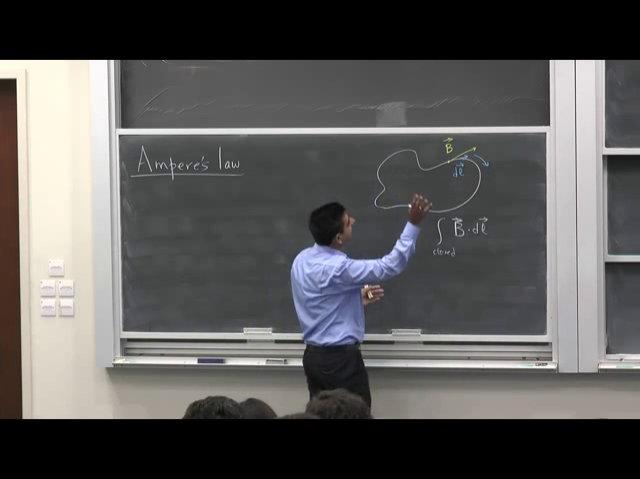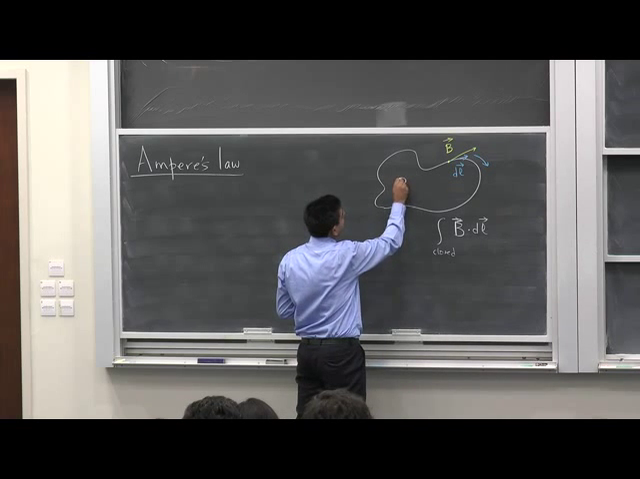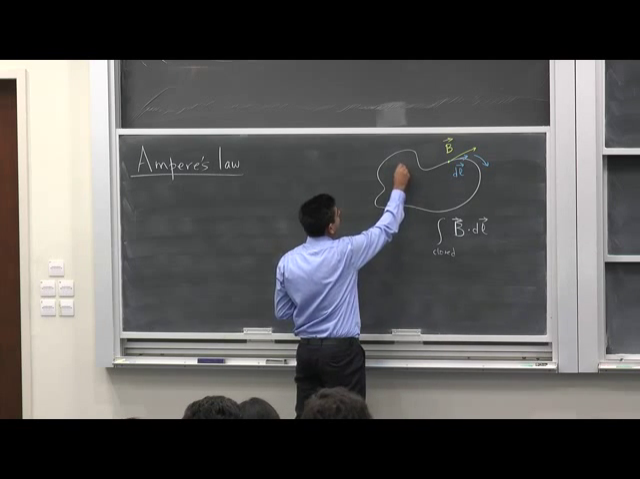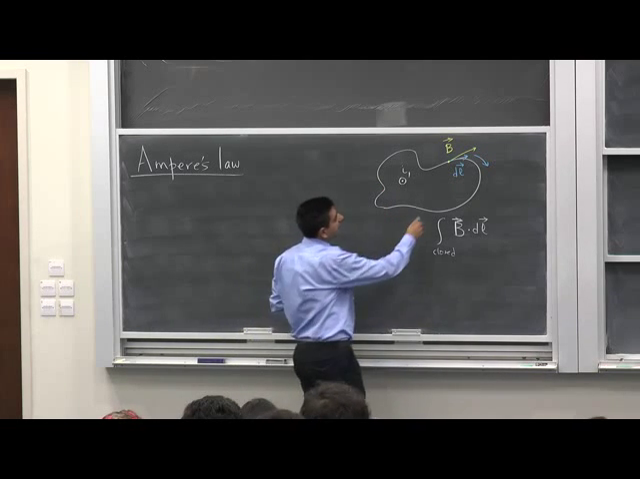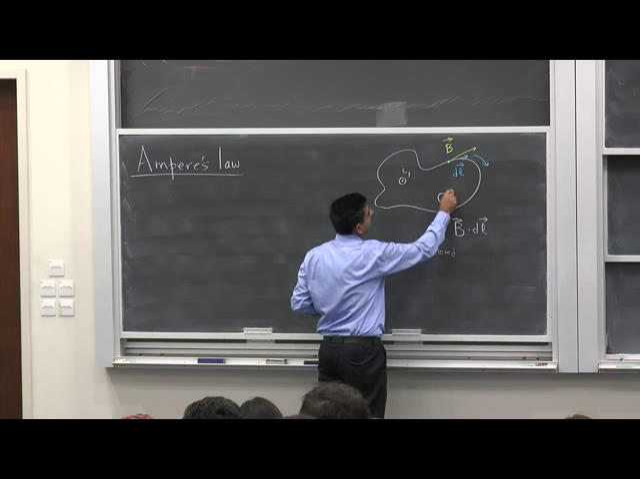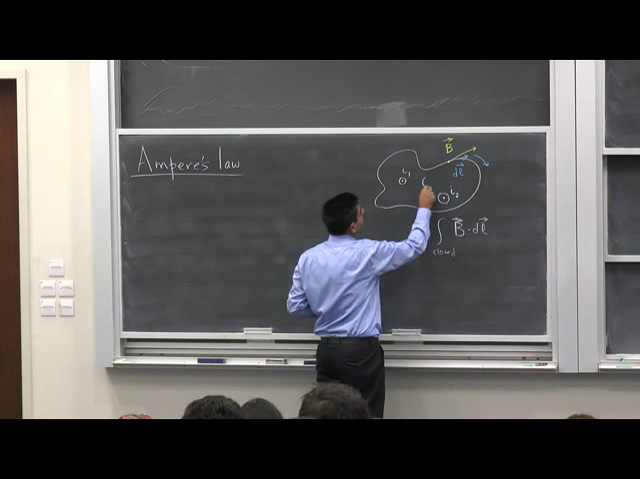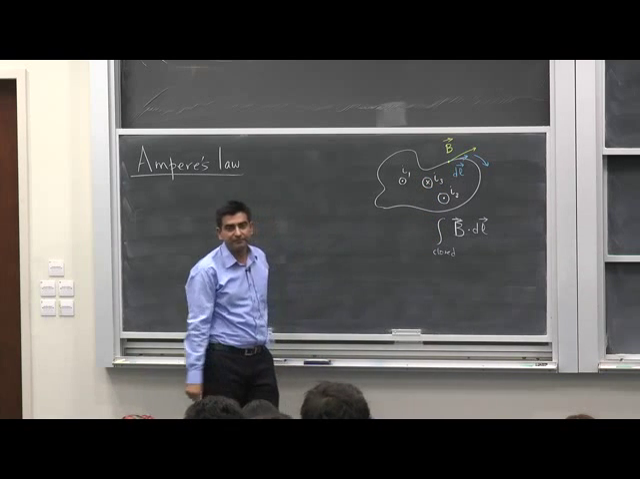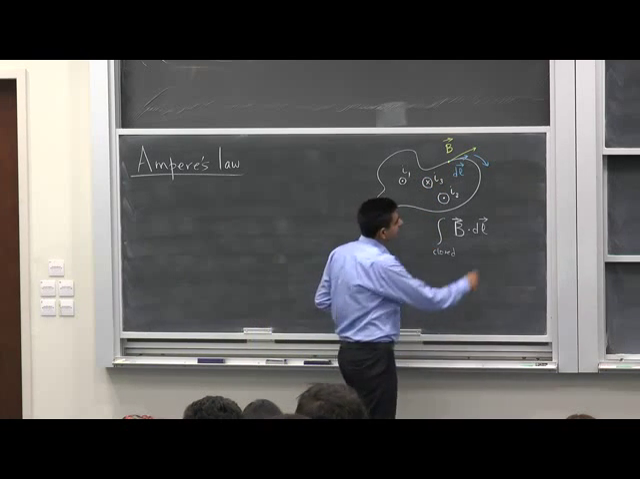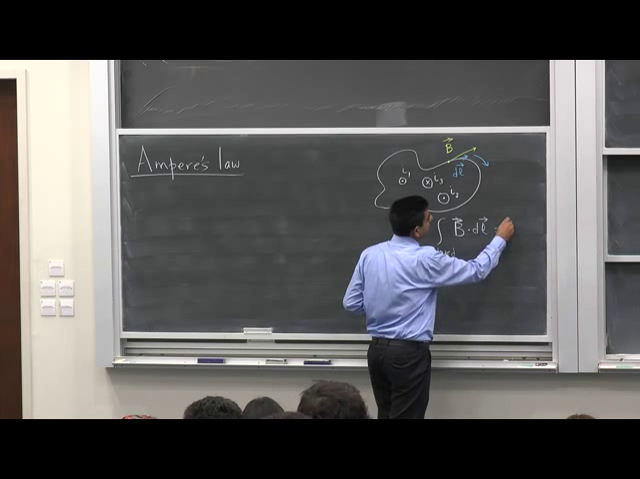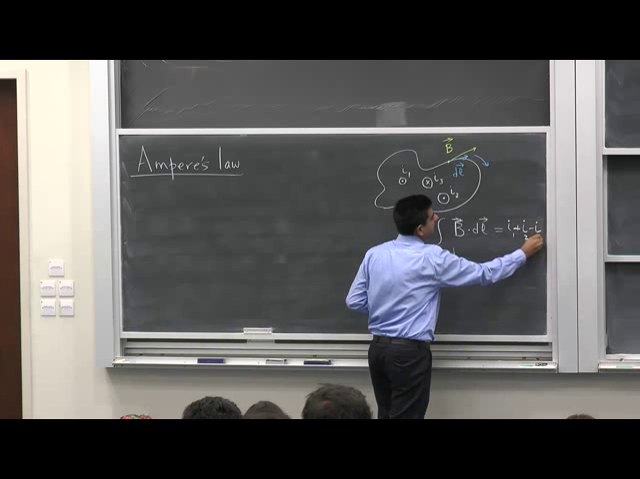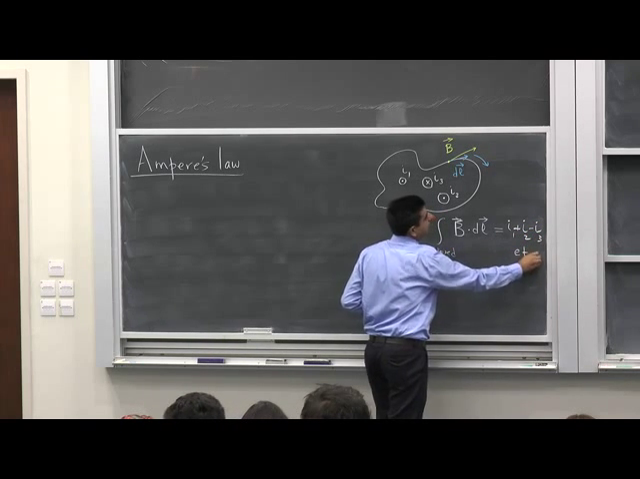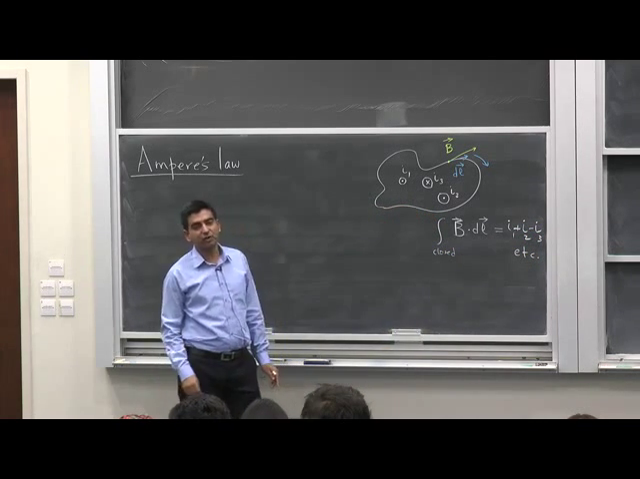So if there is current that is coming out, and I denote this by a dot, which means the current is coming out of this path. Here I have another current element coming out. Here I have a current that's going inside this path, say I3. Then this line integral must equal I1 plus I2 minus I3, etc. So this is Ampere's law.